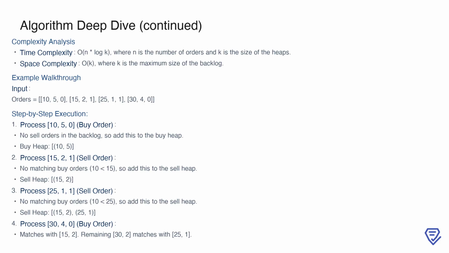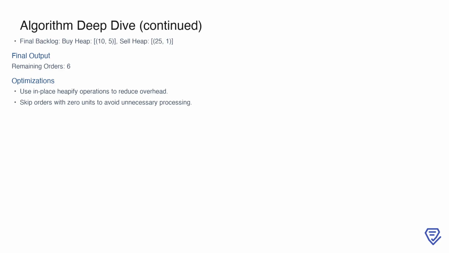Finally, we process the buy order [30, 4]. This order matches with the sell order [15, 2], and the remaining 2 matches with the sell order [25, 1]. After processing all the orders, the final backlog consists of a buy heap with one order, [10, 5], and a sell heap with one order, [25, 1]. The total number of remaining orders is 6.